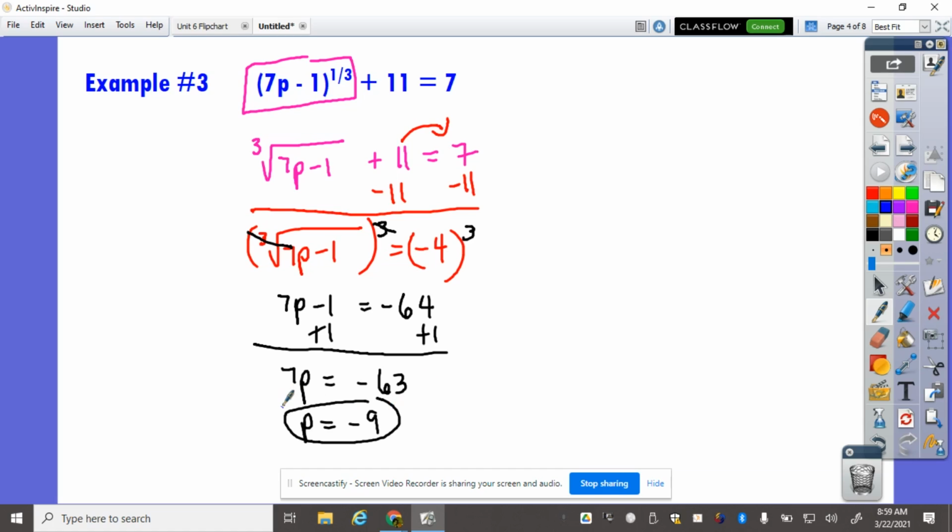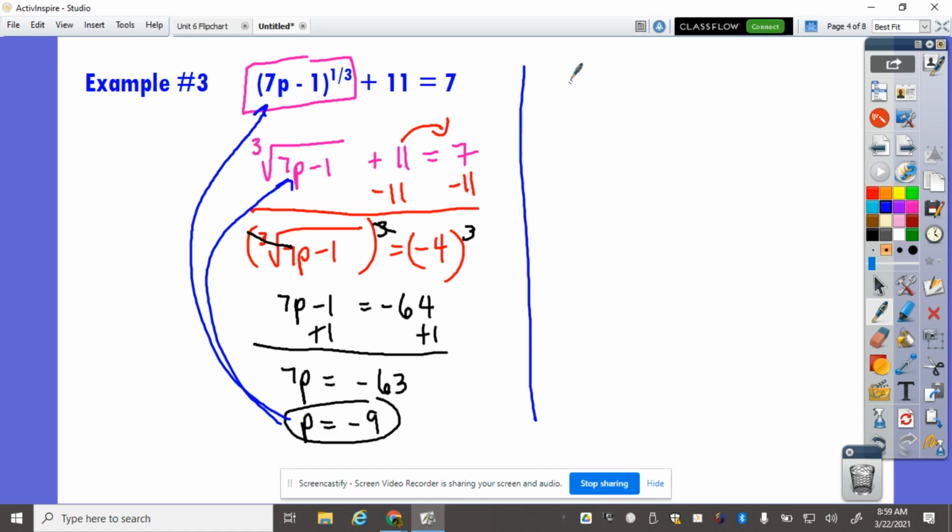Plug in our answer to the problem. You can plug it in right here in this p or in this one here. It doesn't really matter, okay? So let me put it in: the cube root of 7 times negative 9 minus 1, plus 11. Would that be equal to 7?